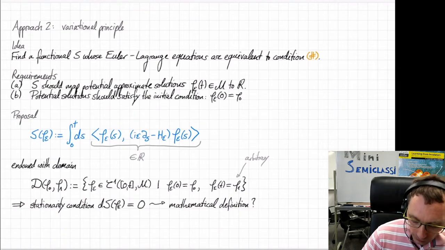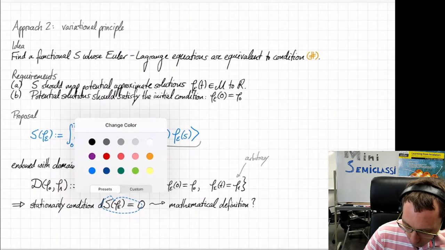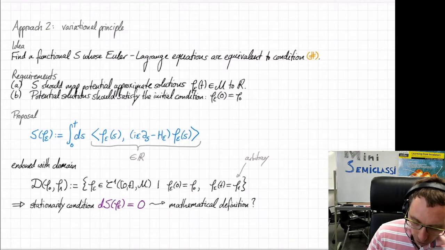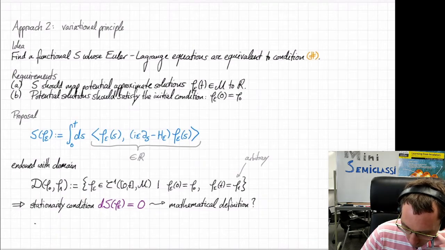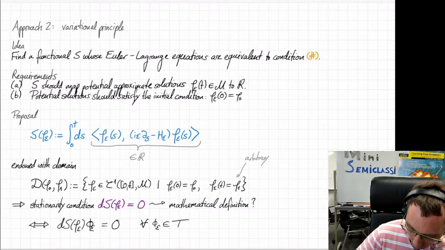So the first thing is that this condition here, let me color this maybe. This condition is, if you write it out, as follows. It means that ds phi epsilon applied to a tangent vector phi epsilon is equal to 0 for all tangent vectors phi epsilon. But tangent vector in what sense? Well, it needs to be an element of the tangent space at phi epsilon of our domain.